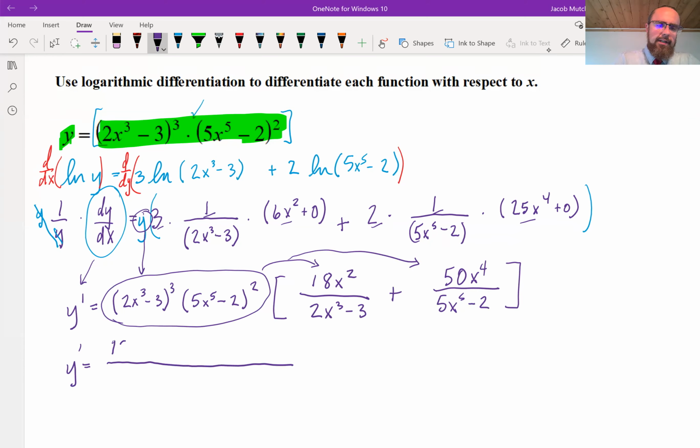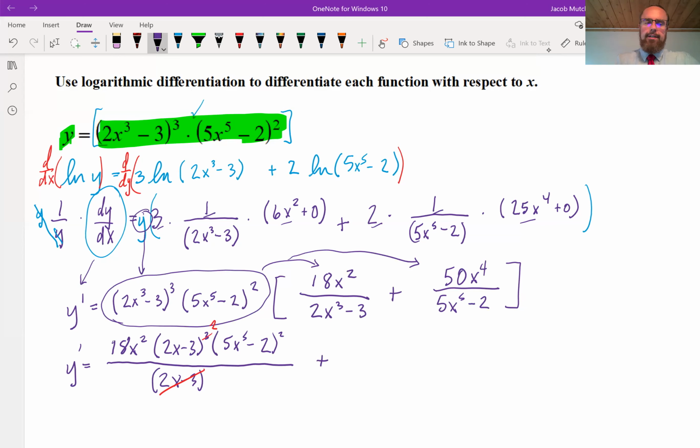I'll put the 18x squared first. And then I'm going to have (2x cubed minus 3) cubed, (5x to the power of 5 minus 2) squared, all over 2x minus 3. So I see that cancellation right there. So it's going to leave a power of 2 in my numerator. And at that point, the denominator's canceled out.